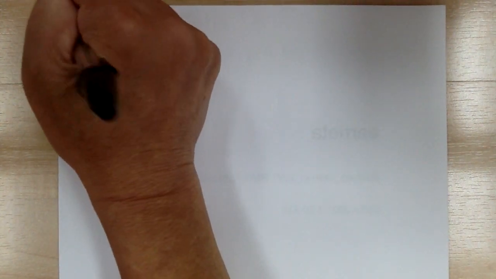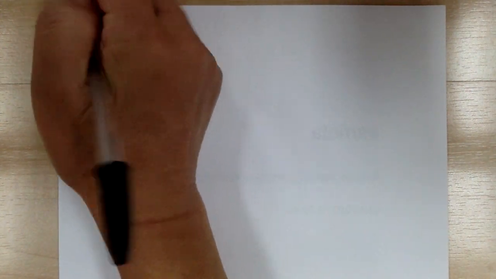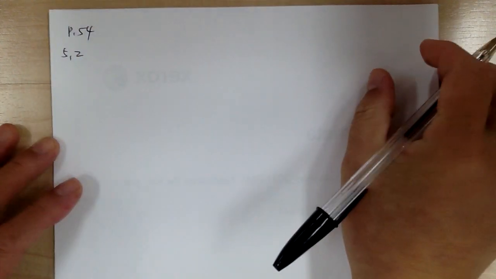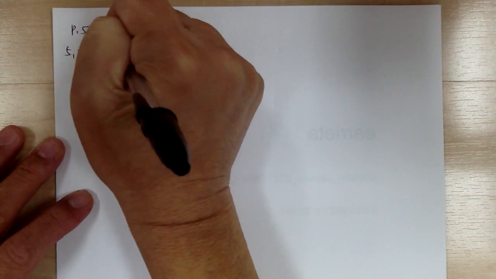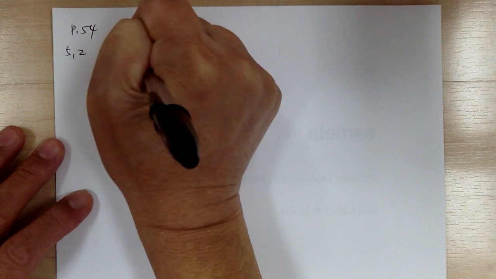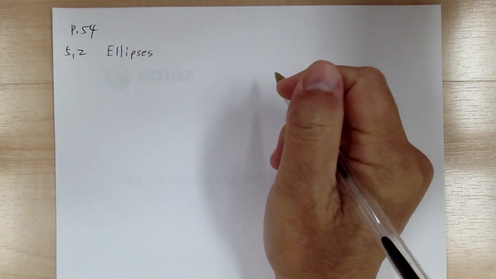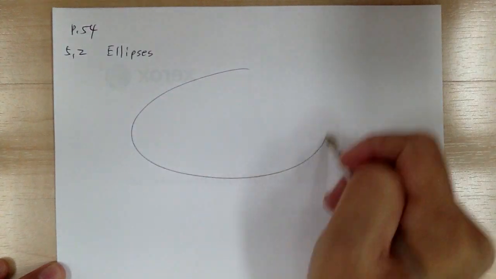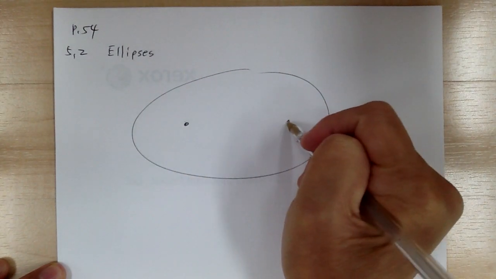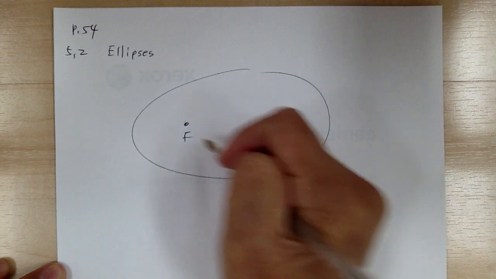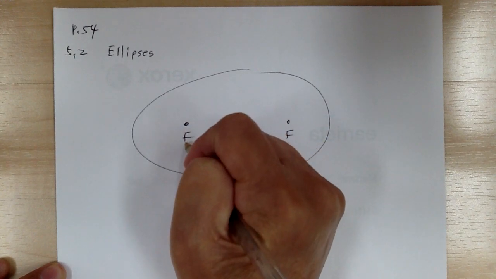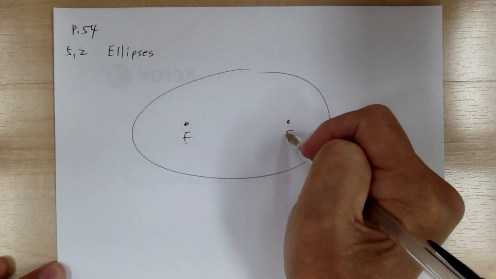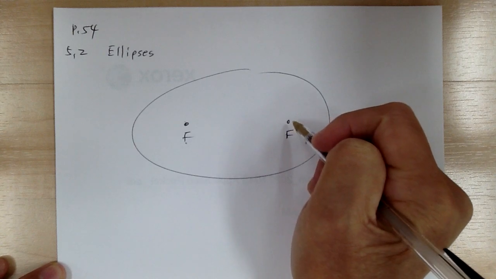Okay, let's go to page 54, and this is lesson 5.2. This deals with ellipses. Okay, so the definition of an ellipse is you have two points, and one point is called a focus, and for two, the plural form is focuses or foci.